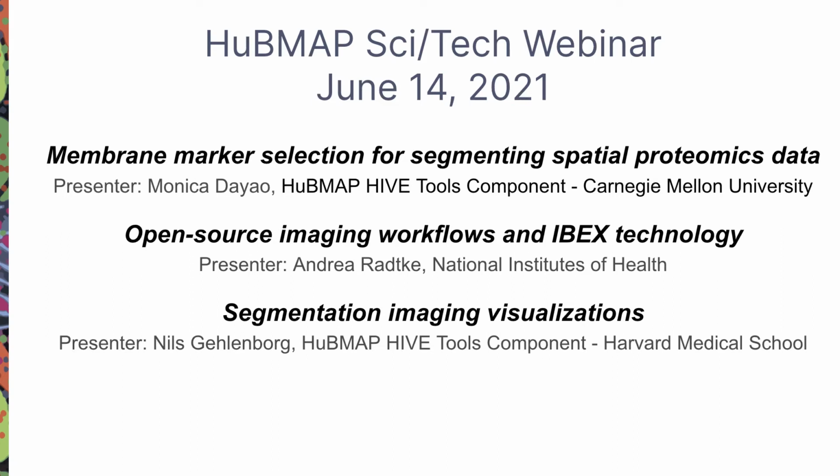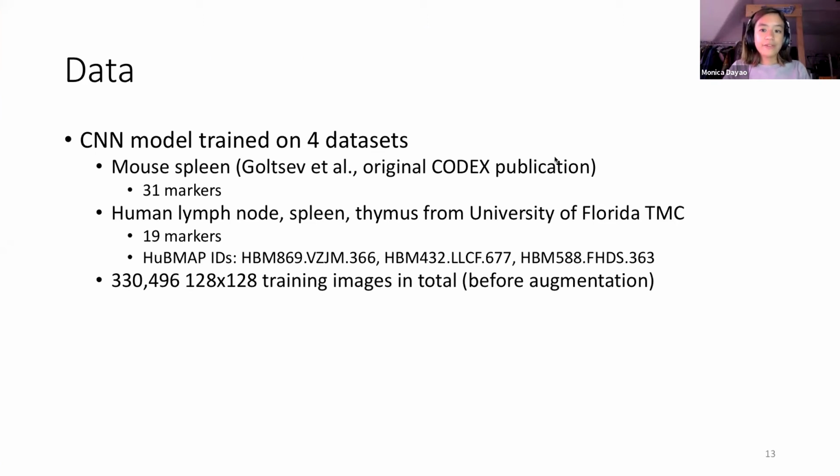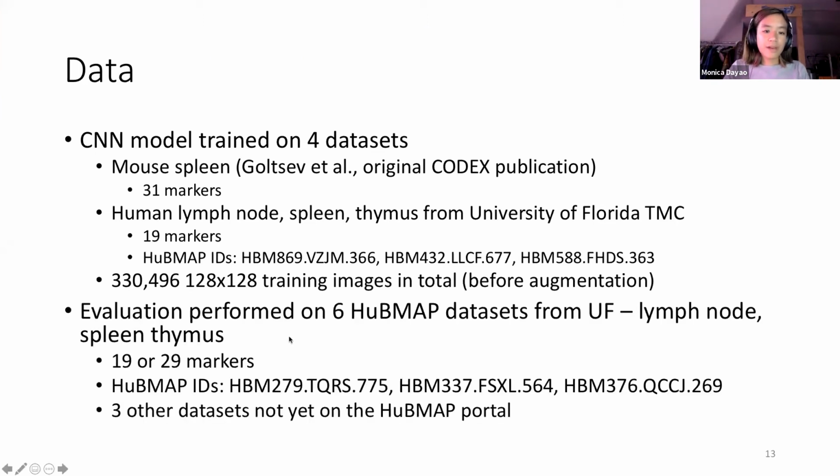images. And that's before augmentation. And by augmentation, I mean, while we're training, we are randomly flipping and rotating and scaling these images in order to better help our CNN generalize. And then for evaluation, we performed evaluation on 6 different HuBMAP data sets from the University of Florida, again, from lymph node, spleen, and thymus, each of which have either 19 or 29 markers. And 3 of them are on the HuBMAP portal at the moment, and the rest should be soon.